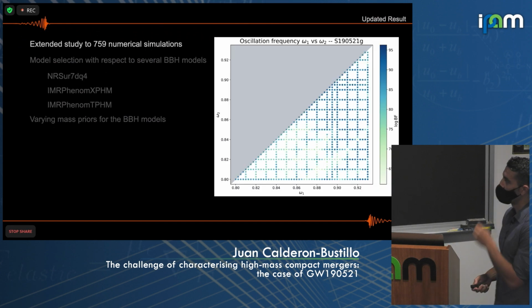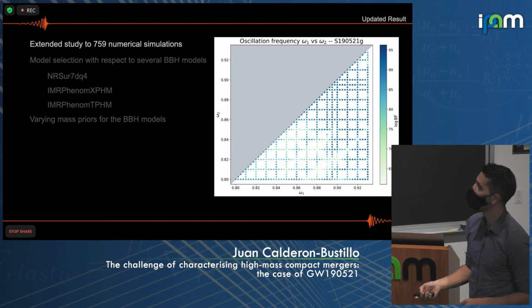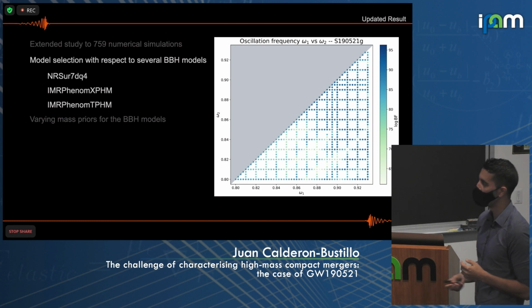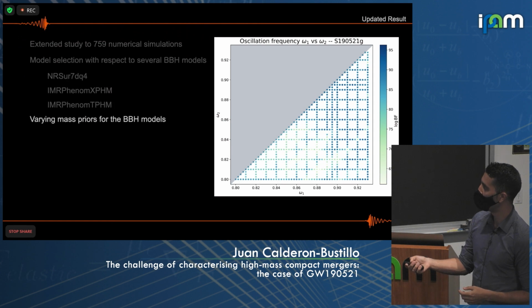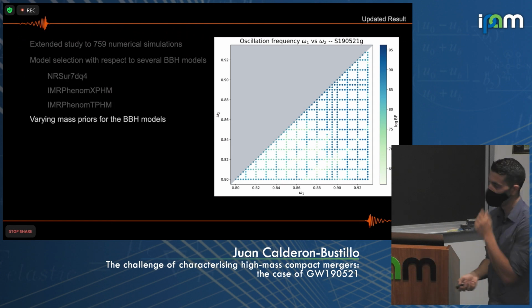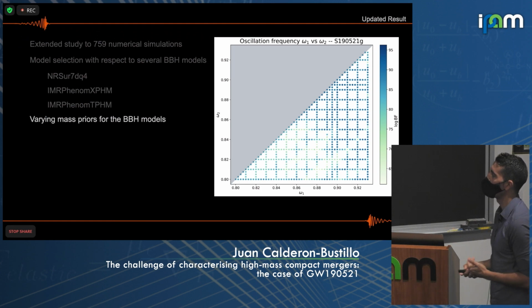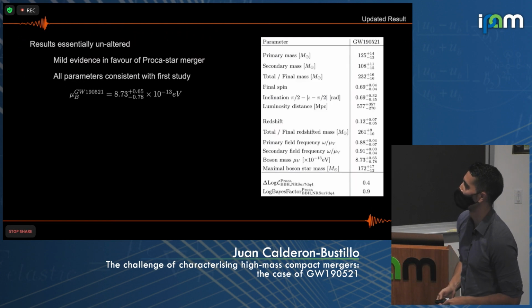Now, we extended this study to almost 800 simulations. So this is our new grid of simulations. And we've performed this comparison with more black hole models. So the philosophy here is let's try every black hole model, every possible prior, and let's see what the largest evidence we get is. If our Procastar model still beats all of this, then we cannot be blamed that we didn't try to favor the black hole model as much as we could.